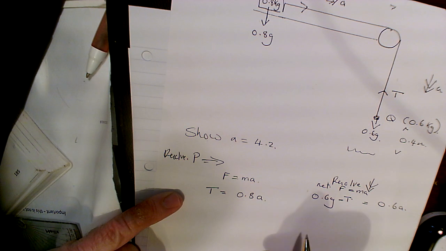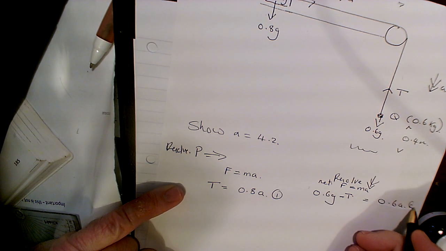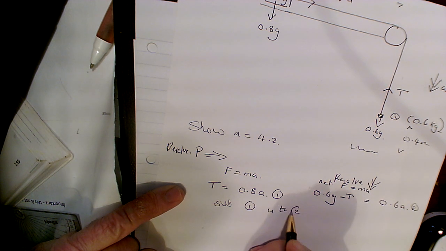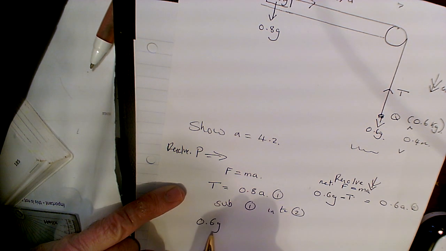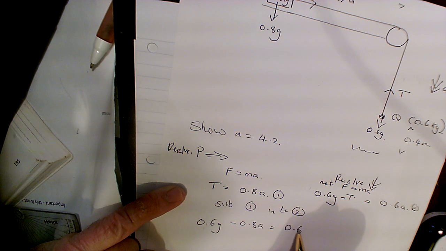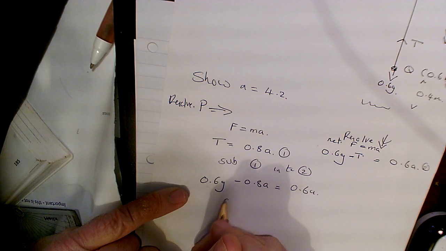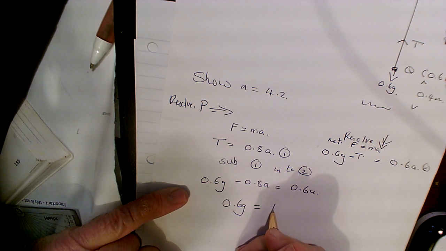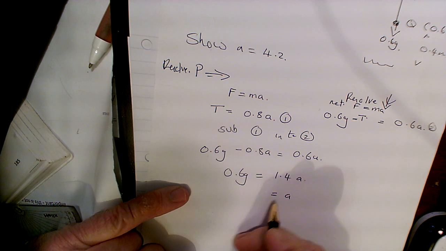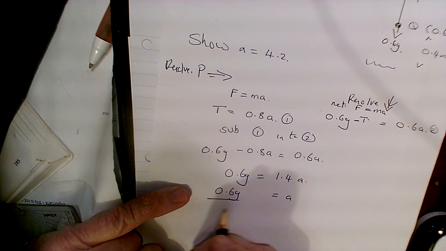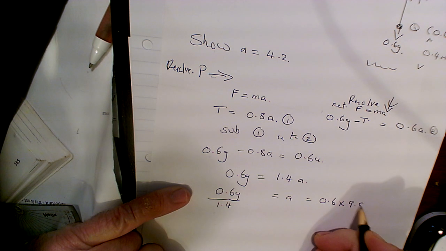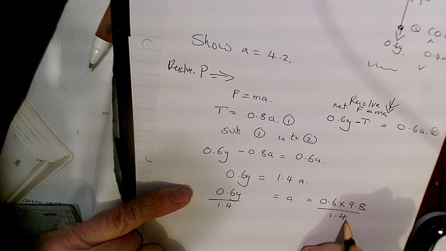Okay. So in this question, since we've been asked for acceleration, we want to eliminate the tension. So if we call that 1, that 2, we can sub 1 into 2, and we've got 0.6G minus 0.8A is equal to 0.6A. Therefore 0.6G is equal to 1.4A. Therefore A is 0.6G over 1.4, equal to 0.6 times 9.8 over 1.4.